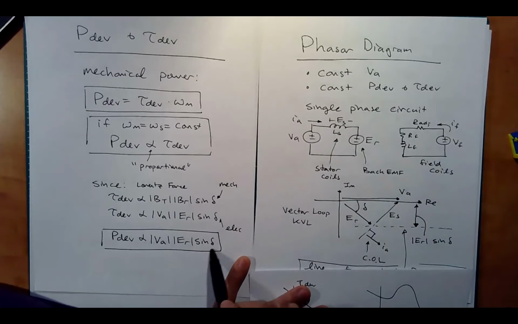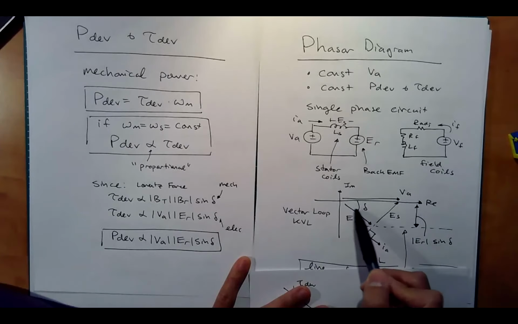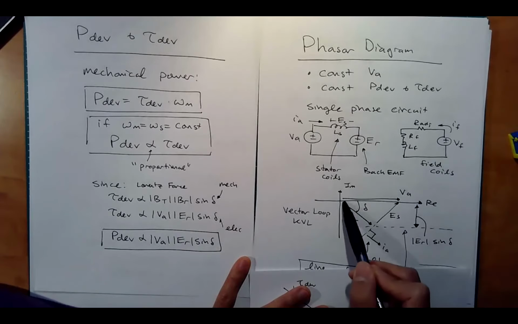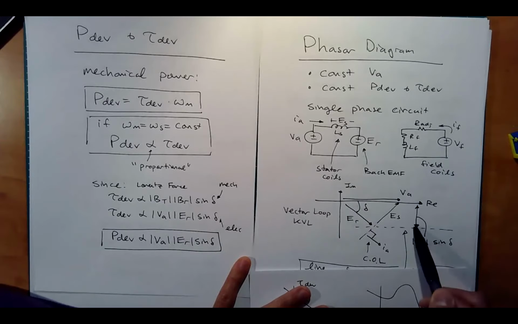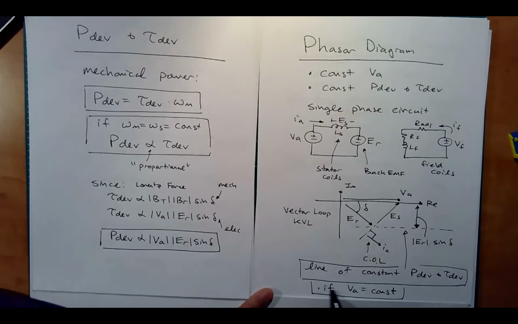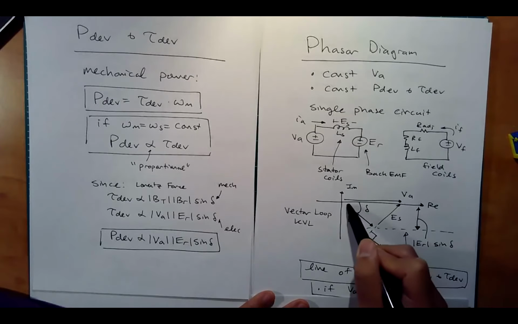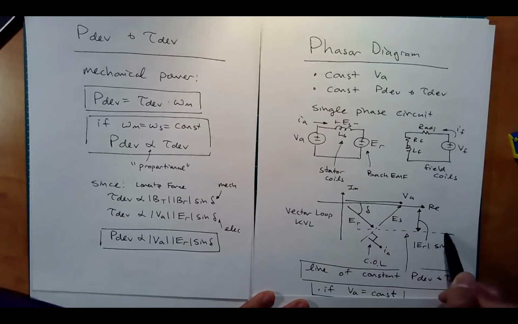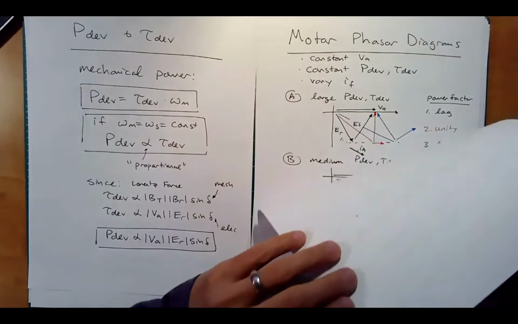Well, we see that means E_R sine delta. If we want this whole thing to be constant, this would also have to be constant. And look at this trigonometry going on. We have delta here and E_R. This length is actually the magnitude of E_R sine delta, opposite over hypotenuse, right? So this line is a line of constant power developed and torque developed, assuming V_A is constant. I want you to keep that in your mind. So if this E_R hits this point, or if I could extend it, all of these would consume the same amount of power. Interesting. Okay, so we'll remember that.